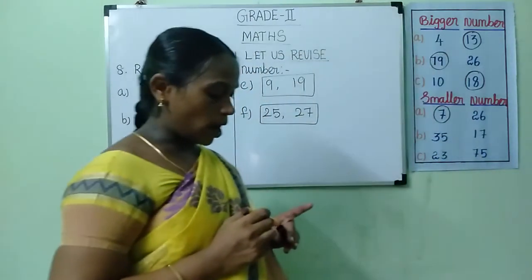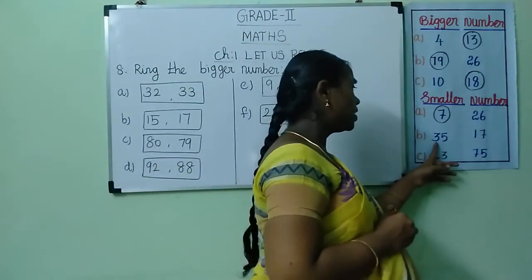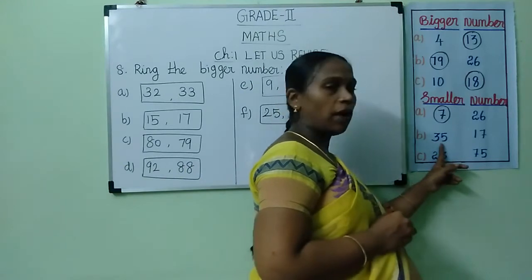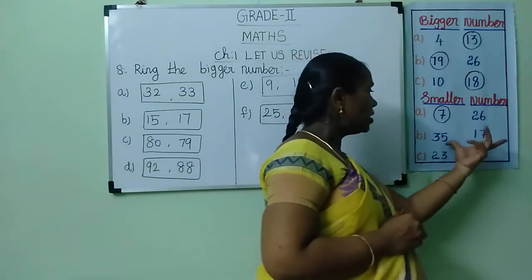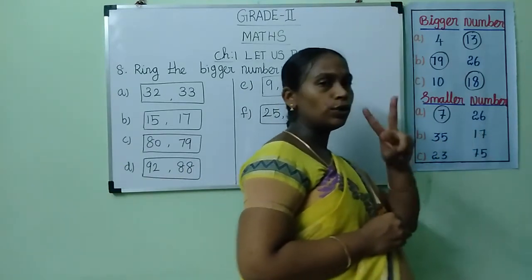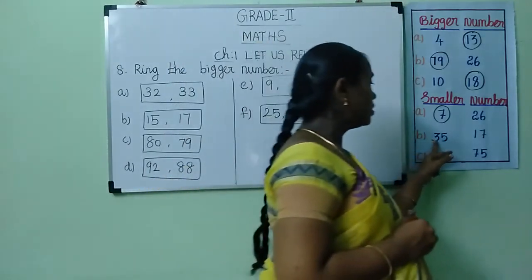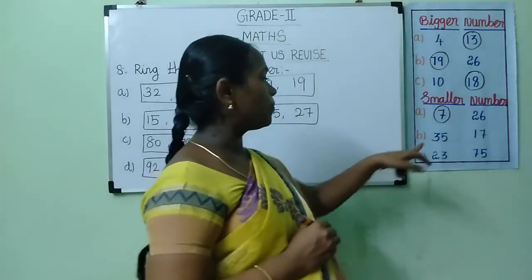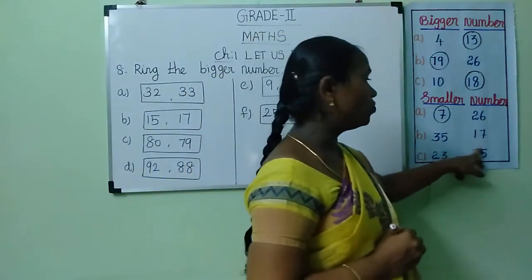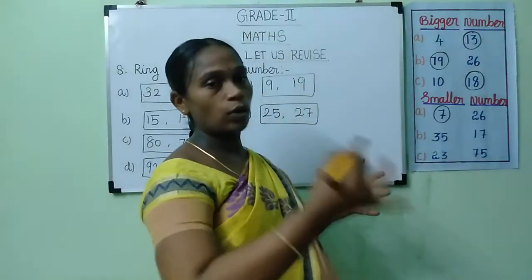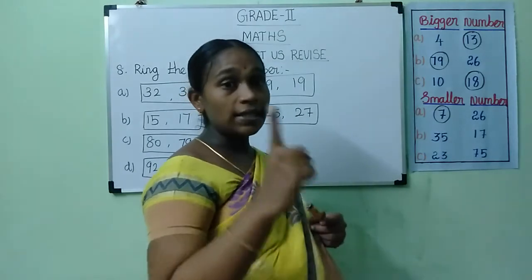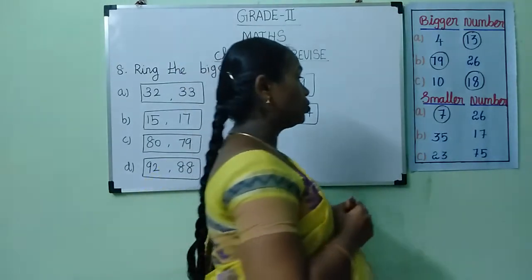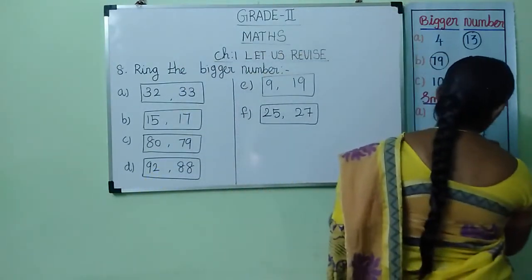Okay, the next one, B sum. 35 and 17. Here both numbers are 2 digit numbers. See tens place, 3 and 1. Which is the smaller number? 3 or 1? Yes, 1 is the smaller number. So you should put the circle on 17.